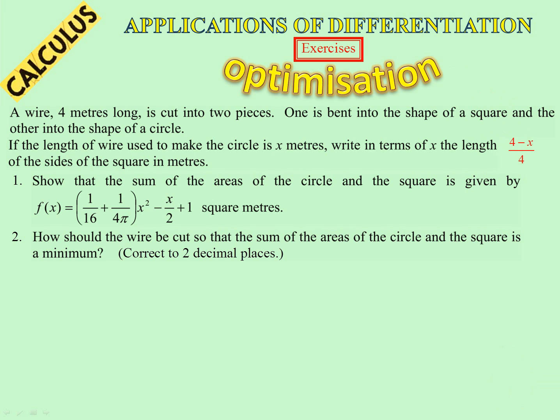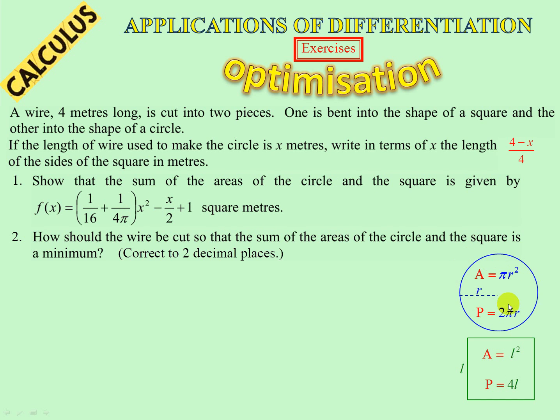Okay, there we are. How did we get that? Well, if x is used for the circle, then 4 minus x is left for the square, and it has 4 sides, so (4 minus x) over 4. So the sum of the areas of the circle and the square is given by that. Now notice that there's no L for the length of the square, there's no R for the radius of the circle, it's all in terms of x. So we need to do that first.